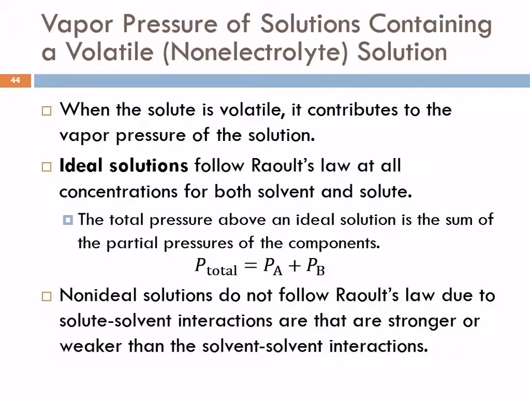When we have an ideal solution, it will follow Raoult's Law at all concentrations for both the solvent and the solute. And here things are fairly simple. The total pressure above an ideal solution is just the sum of the partial pressures of the components. Of course, do you think ideal solutions are normal? No, probably not. Nothing's ever ideal, is it?